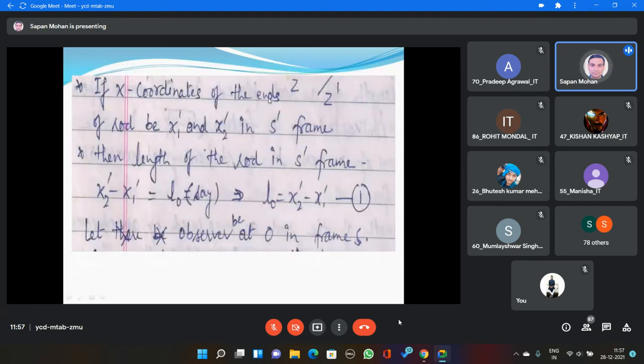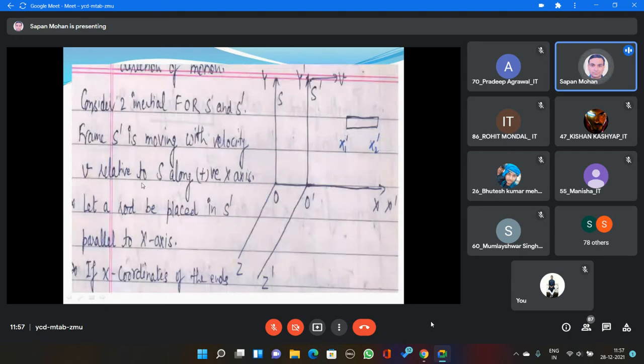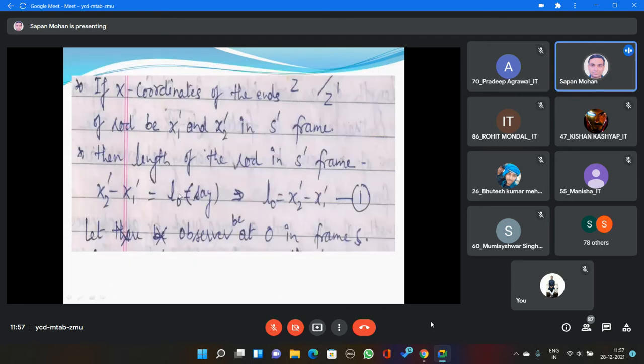If the x coordinates of the ends of the rod are x1 dash and x2 dash in the S dash frame, then what will be the length of the rod in the S dash frame? x2 dash minus x1 dash. So let's say L0 equals x2 dash minus x1 dash. Let's say this is equation 1.